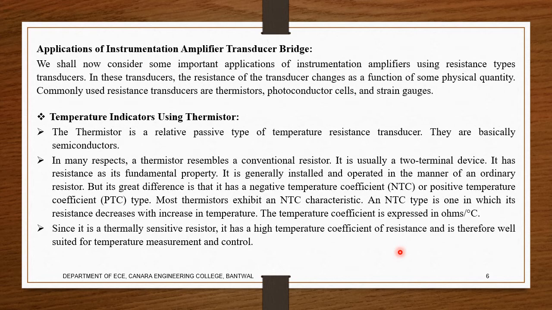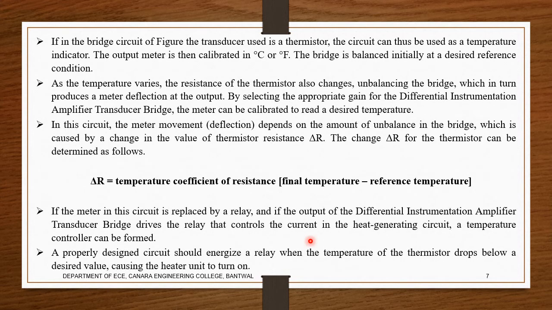Since it is a thermally sensitive resistor, it has a high temperature coefficient of resistance. As I said, we are going to measure temperature, and the best choice is the thermistor. Thermistors are suitable for temperature measurement and control. In the bridge we discussed in the earlier slides, when a thermistor is used, the circuit's measurement is calibrated in terms of degrees Celsius and Fahrenheit.